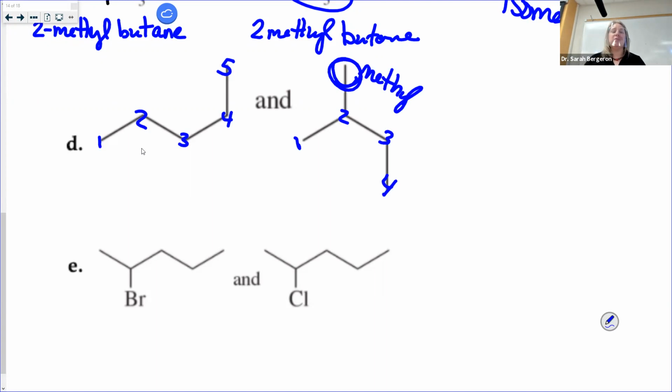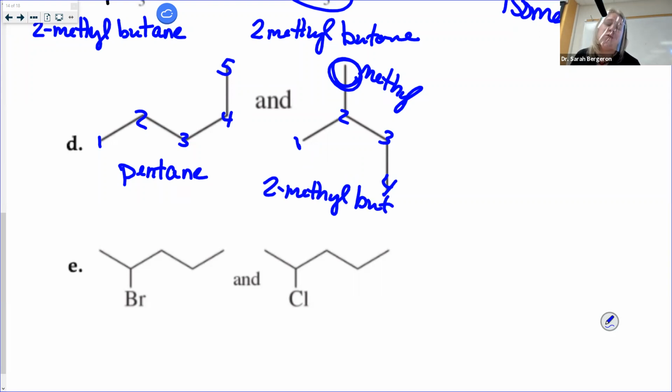So name this first molecule. Pentane. How do I name the second molecule? Butane. So are they structural isomers or conformational isomers, or neither?